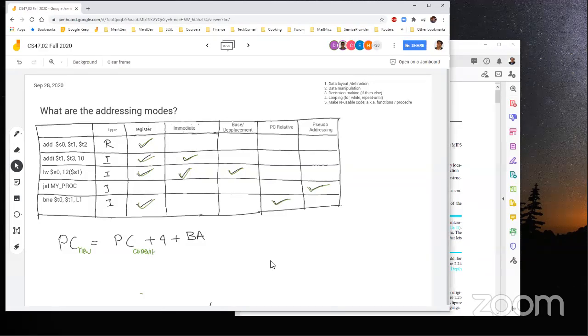Just to make sure that you have this clear conception: the program counter is holding the address of the current instruction, which is the BNE instruction being executed now. It adds 4, because this relative addressing is always with respect to the next upcoming instruction. So that's why it adds 4 on top of that. And then it adds an offset, the branch address. And what is that offset?